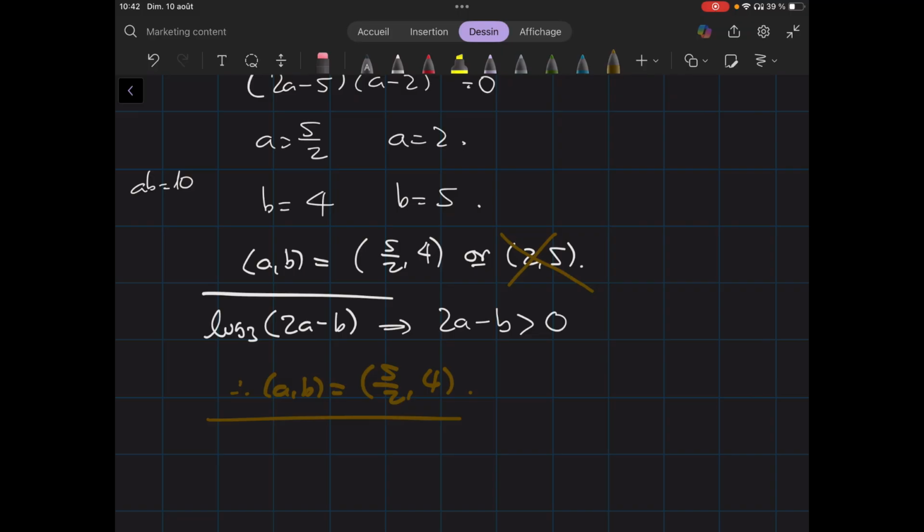Not checking your restrictions will cost you at least 1 mark on the exam. And on the unit test, it could literally be the difference between a pass and a fail, because I need you to know that you need to check the restrictions at all times.